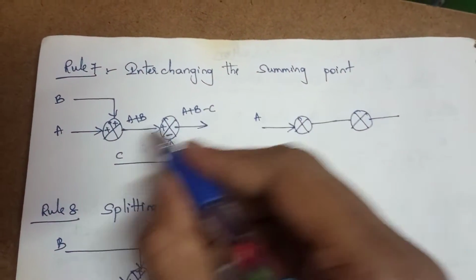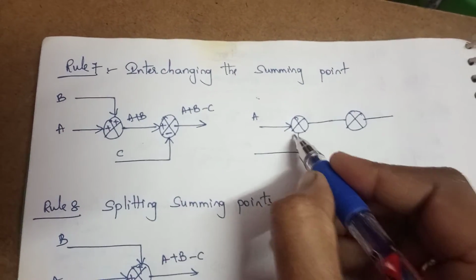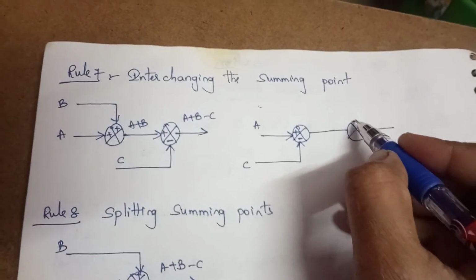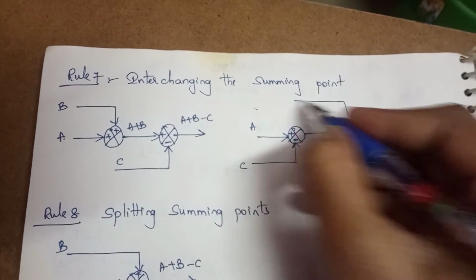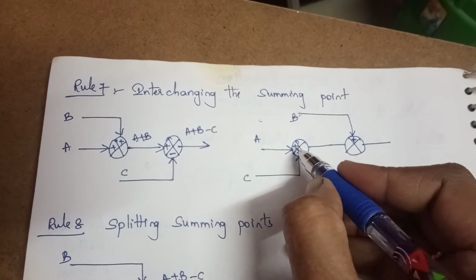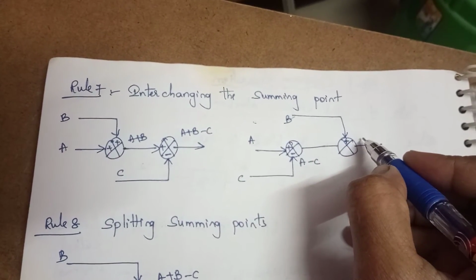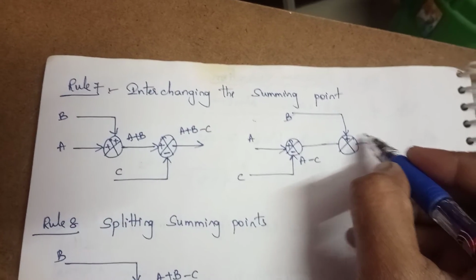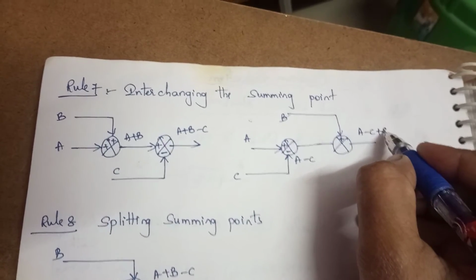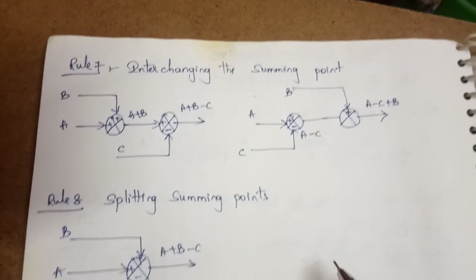Here we are getting the B signal. So I will change the summing points like this. This is negative and this is positive. And B is the input. Here it is positive. So the output for this summing point is A minus C, and the overall output becomes A minus C plus B. A plus B minus C is the output. This way we can change the summing points.